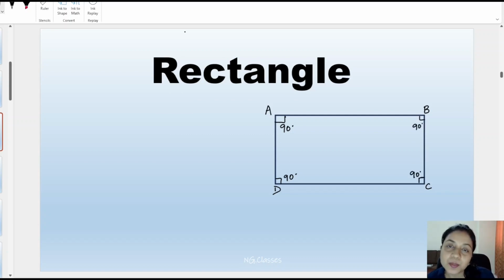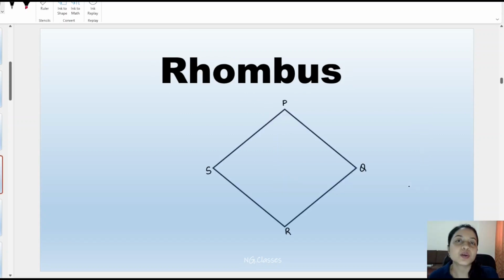And just like the parallelogram, here also sum of adjacent angle will be equals to 180 degree. Now the next sub part of the parallelogram is rhombus. So let's discuss about that. So here we are having a rhombus PQRS. Since it's a sub part of parallelogram, it will follow all the properties of parallelogram.